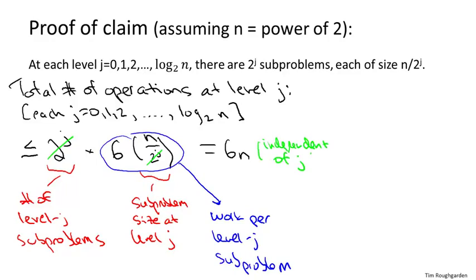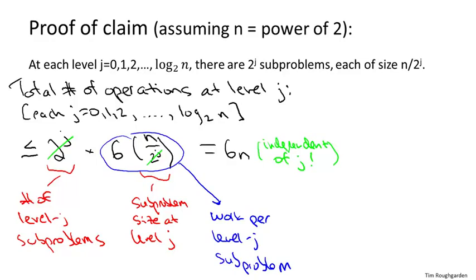So we do at most 6n operations at the root, we do at most 6n operations at level 1, at level 2, and so on. It's independent of the level. Morally, the reason this is happening is because of a perfect equilibrium between 2 competing forces. First of all, the number of subproblems is doubling with each level of the recursion tree, but secondly, the amount of work that we do per subproblem is halving with each level of the recursion tree. Since those 2 cancel out, we get an upper bound 6n, which is independent of the level j.